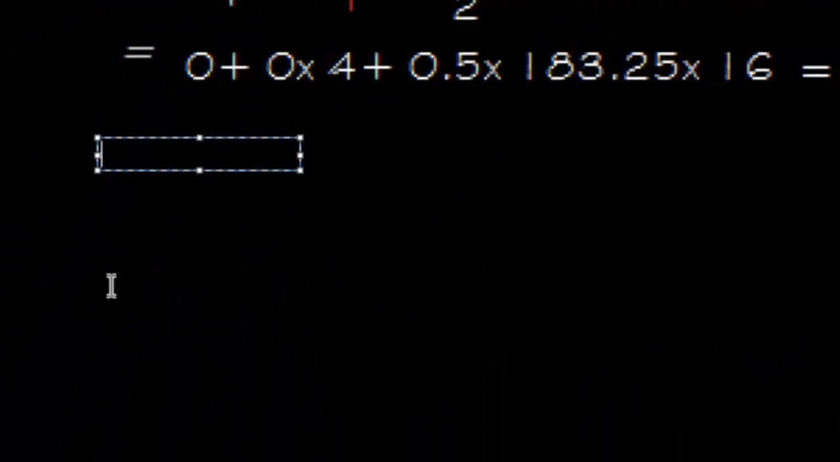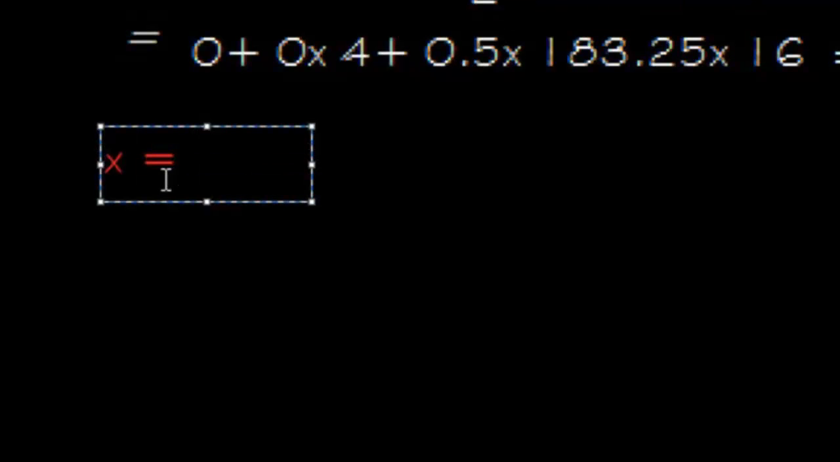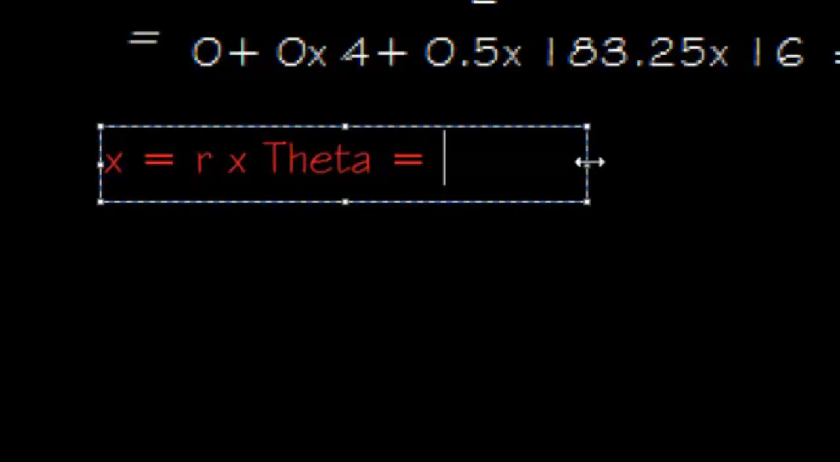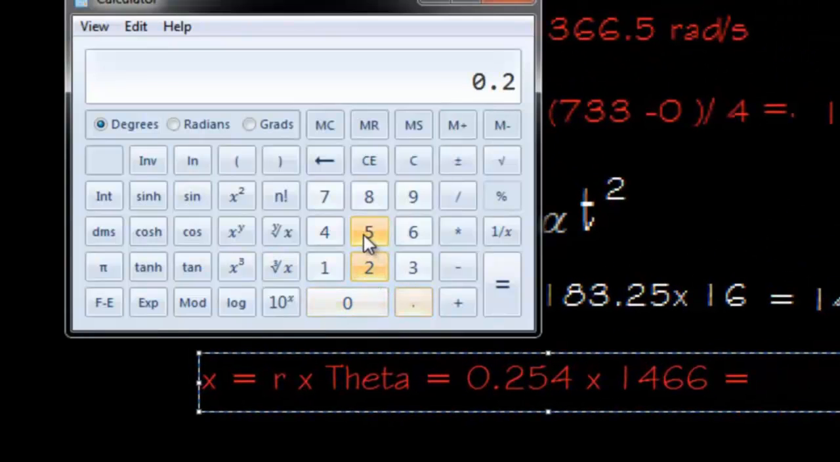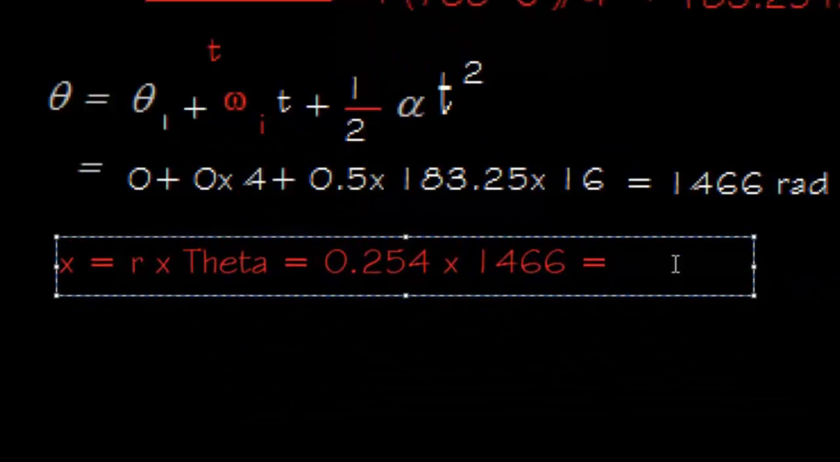So the linear displacement, x, equals r times theta, which equals 0.254 times 1466 radians, and that equals 372.4 meters. That means if there is a point on the outer edge of that drill, that's how much it travels. When we go 1466 radians, that point in linear distance travels 372 meters.